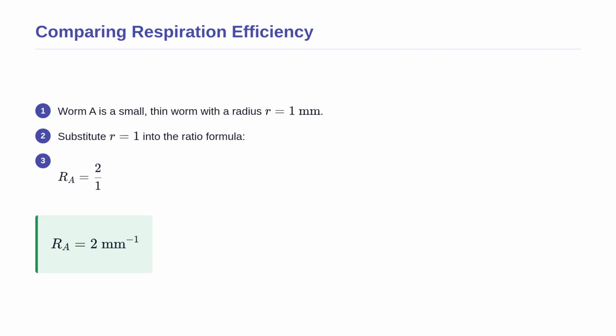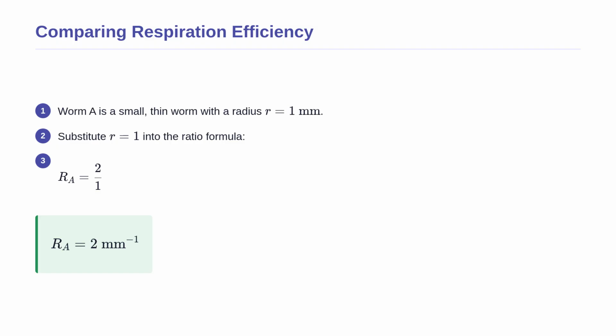First, we have worm A, which is a small, thin worm with a radius of 1 millimeter. We substitute the radius of worm A into our simplified equation. We replace the variable R with the value of 1. This simple division gives us a final ratio of 2 inverse millimeters.